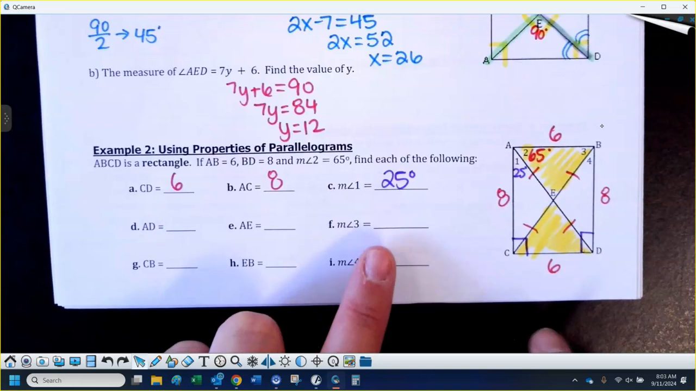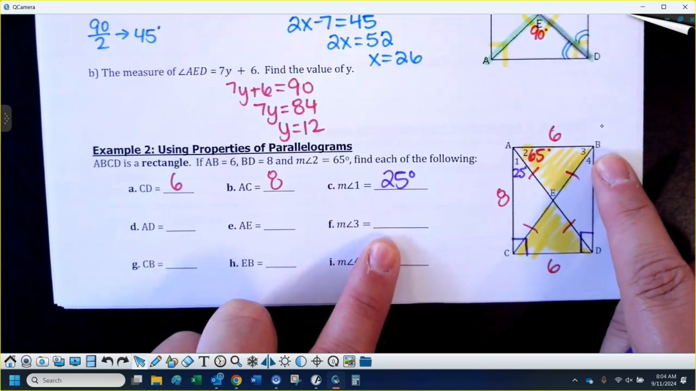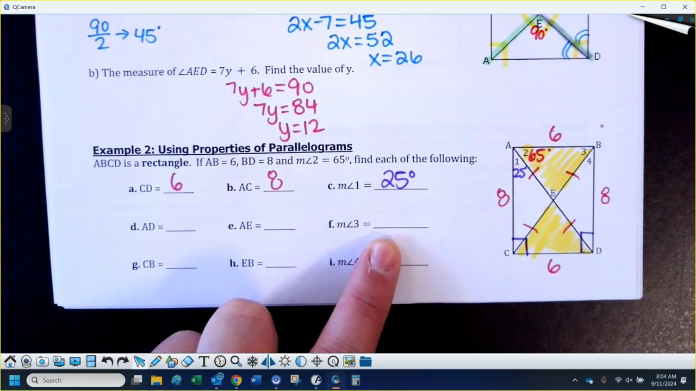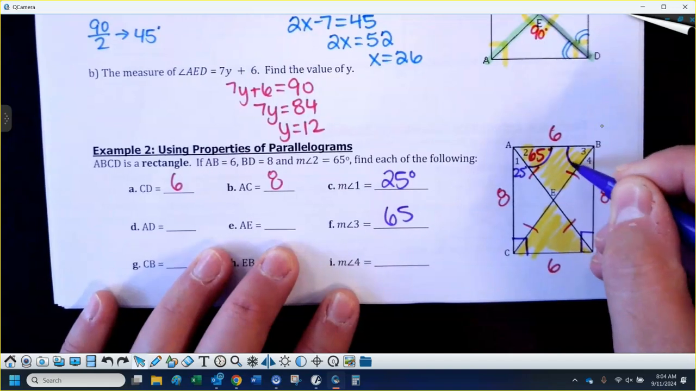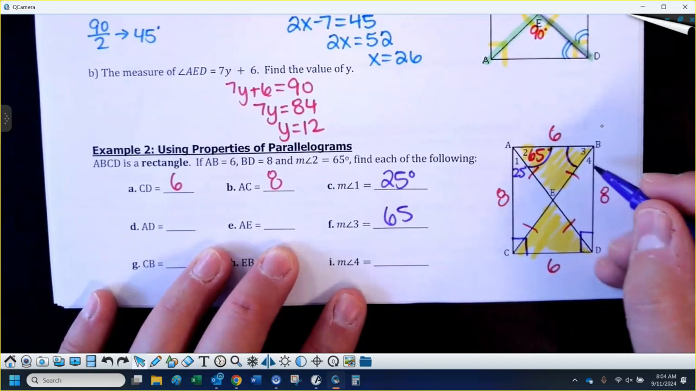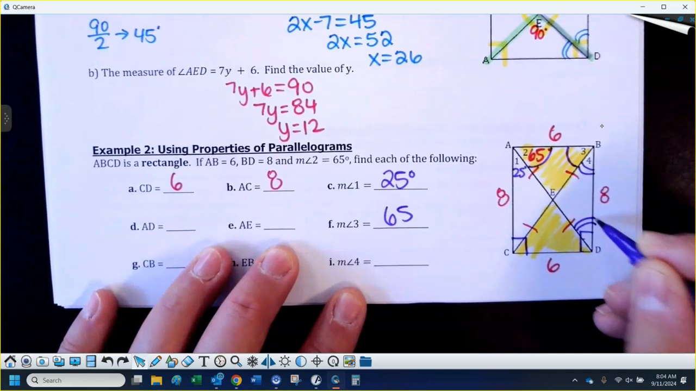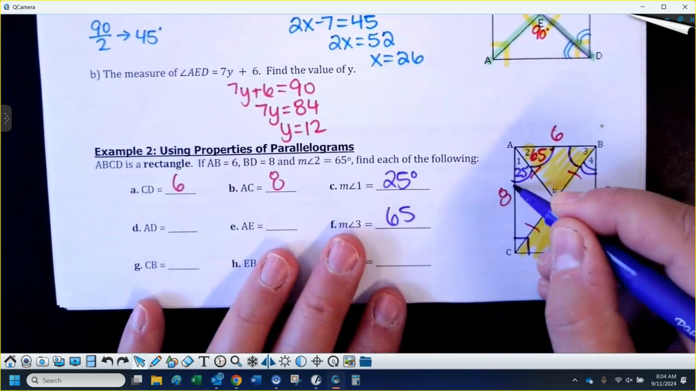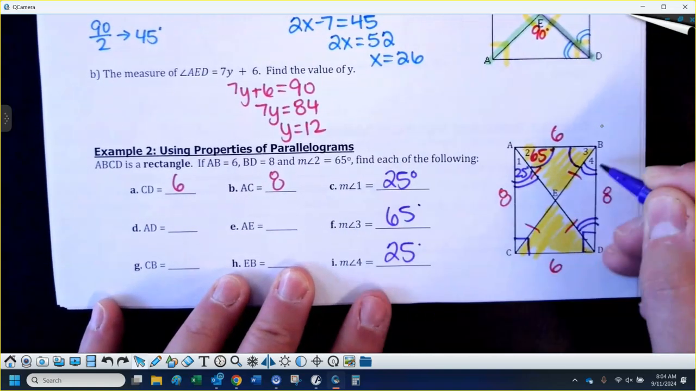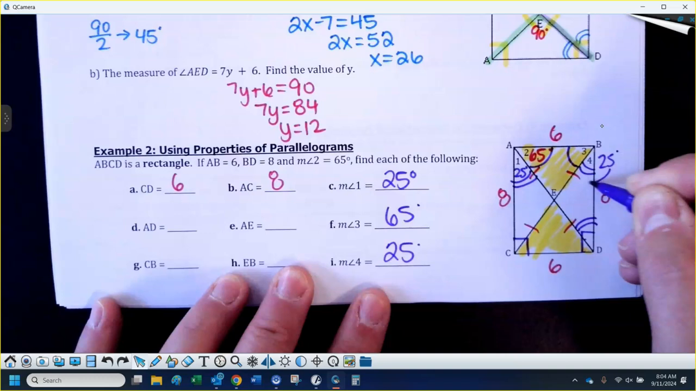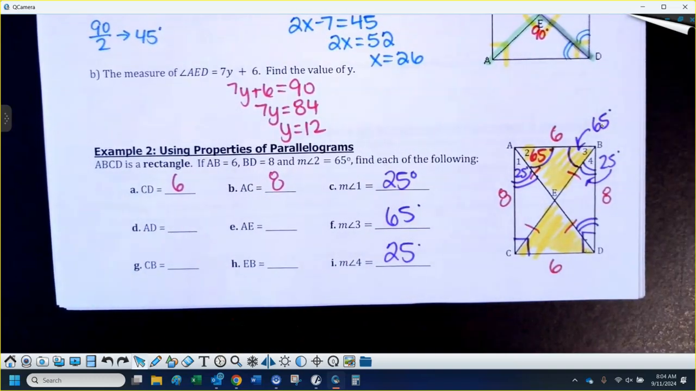Let me hold off on this for a second. Tell me the measure of angle 3. 65. If you're inside, these two have to be the same. If you're in the little white triangle, this one and this one would have to be the same. So where I've got angle 1 is 25, angle 4 also has to be 25. Right there, this guy also 65. And that corner still adds up to 90, right?